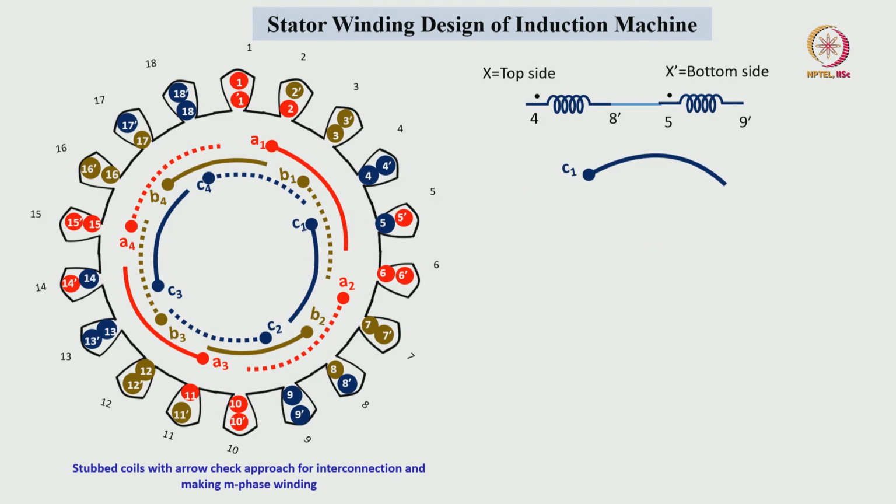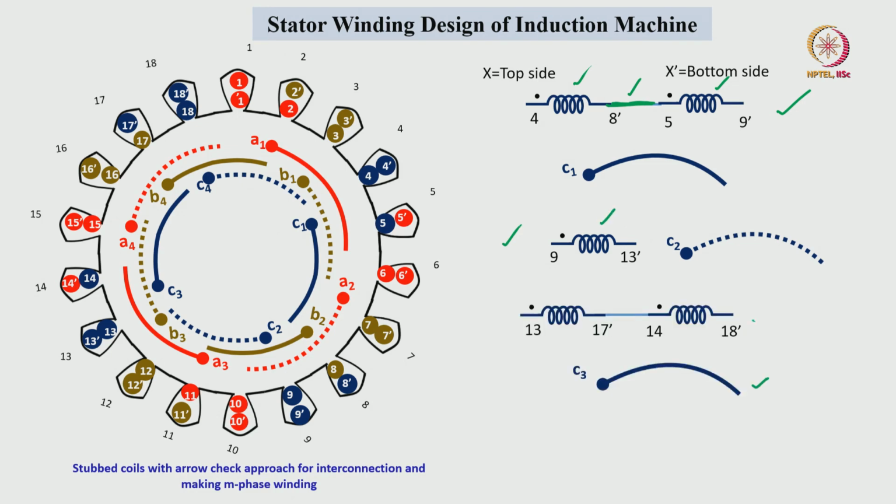Same fashion for C phase winding also we can make the stubbing. C1 consists of 2 coils which are stubbed or connected by utilizing the copper wire. Next, second stub winding in C phase consists of only 1 coil. Third stub winding consists of 2 coils. Those 2 coils are placed in slot number 13 and 17 dash, 14 and 18 dash. Then fourth stub winding consists of only 1 coil.